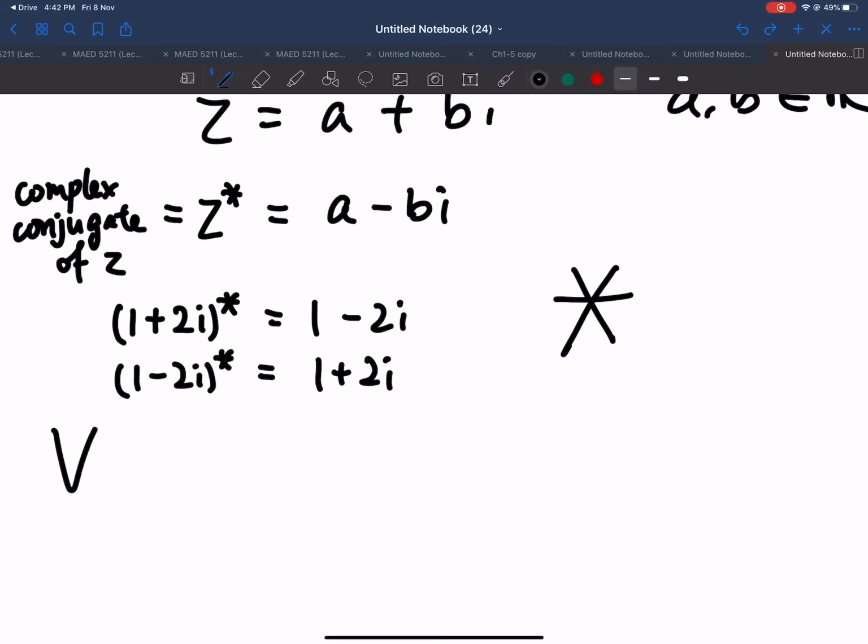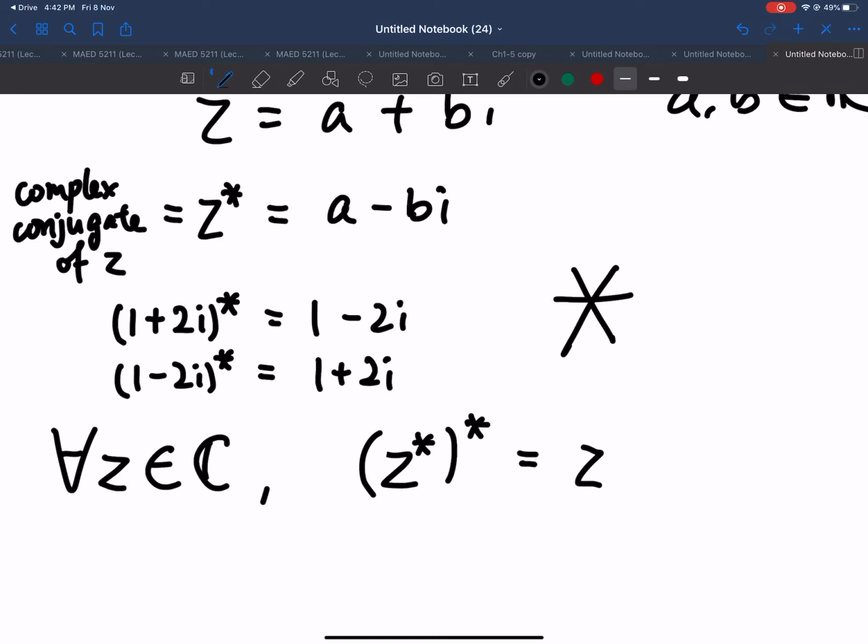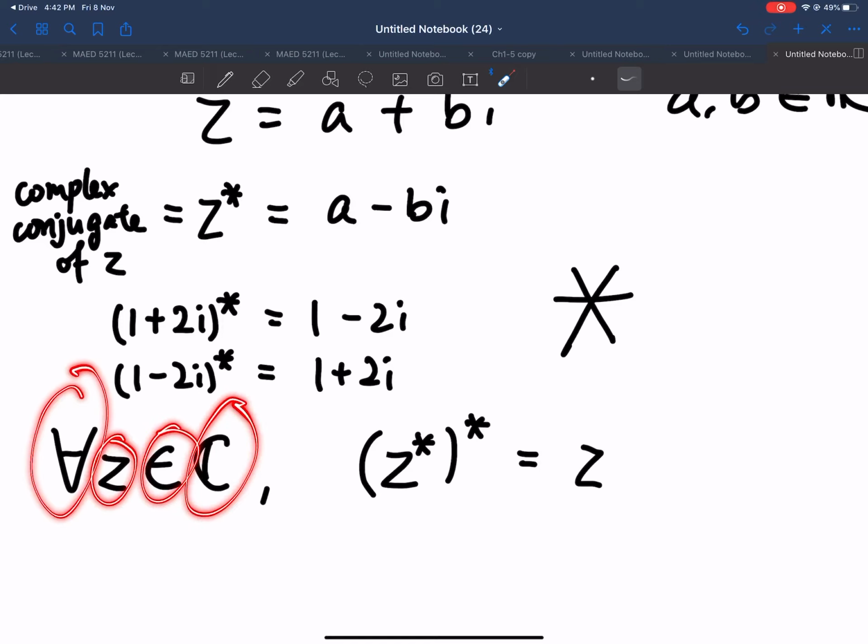For all, have you seen this symbol? For all C belongs to complex number. Complex conjugate twice, we give it equal to itself. Just negative and then negative again. And what is the upside down A? It's for all. For all C belongs to complex number, this one is true.